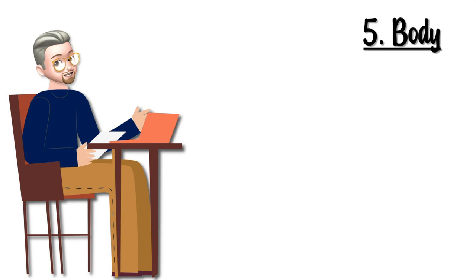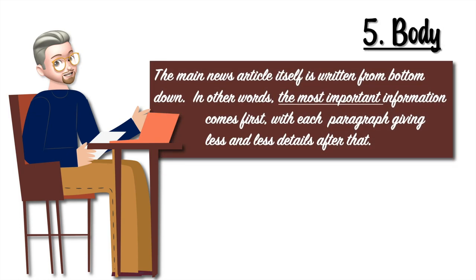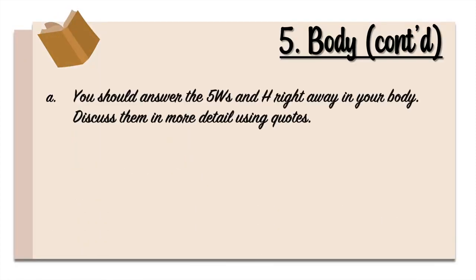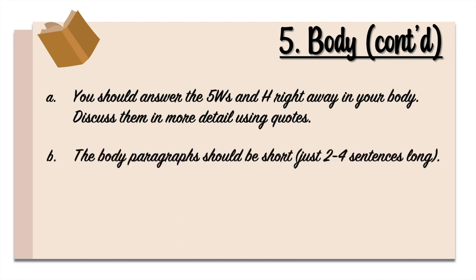Let's talk about the body now. The main news article itself is written from bottom down. In other words, the most important information comes first, with each paragraph giving less and less details after that. In a novel instead, the narrative starts with little information and develops in the end to get all of it. You should answer the 5 W's and H right away in your body. Discuss them in more detail using quotes. The body paragraphs should be short, just 2 to 4 sentences long.